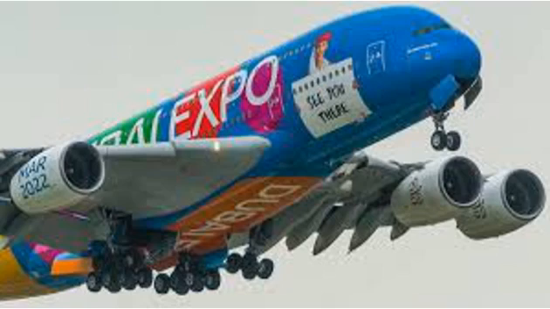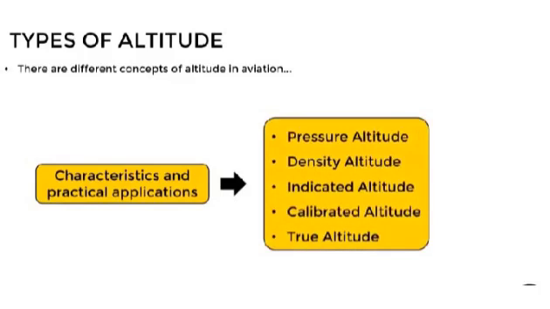Today, we will talk about the types of altitude. In aviation, there are different concepts of altitude depending on their characteristics and practical applications. Here, we can mention the pressure and density altitude, which we discussed in a previous video. But we also have the indicated, calibrated, and true altitude, which we will see in detail in this video.